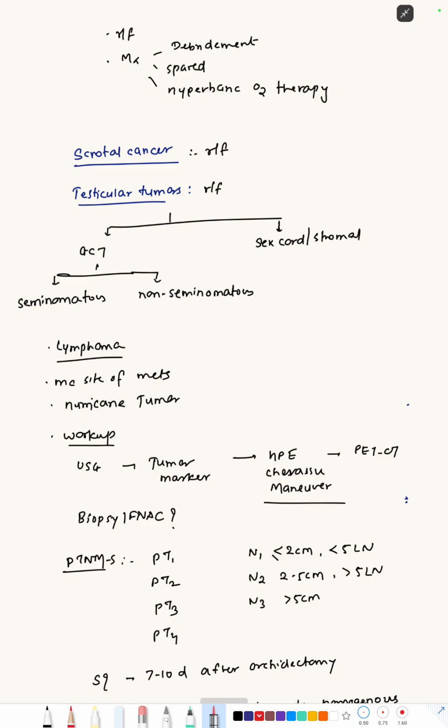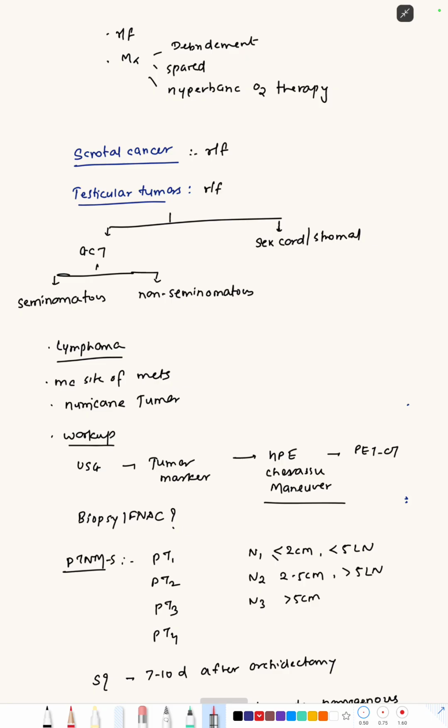The very important point: transscrotal biopsy or FNAC is contraindicated because that will lead to upstaging of the tumors. Now, what do you mean by Shevas's maneuver? In Shevas's maneuver, we do a high inguinal incision, deliver the testes, and then clamp the vessels. Split the testes, and whatever mass is there is removed and a frozen section is given.